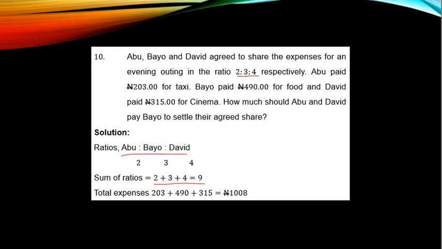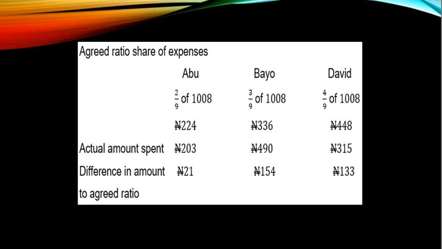Total expenses is 1,008. So you share this amount first in the ratio 2, 3, 4. Then you compare to the amount they spent already and get the difference. Alright. So from here, Abu's share becomes 2 over 9 of 1,008. Bayo's share is 3 over 9 of 1,008, and David's share is 4 over 9 of 1,008.